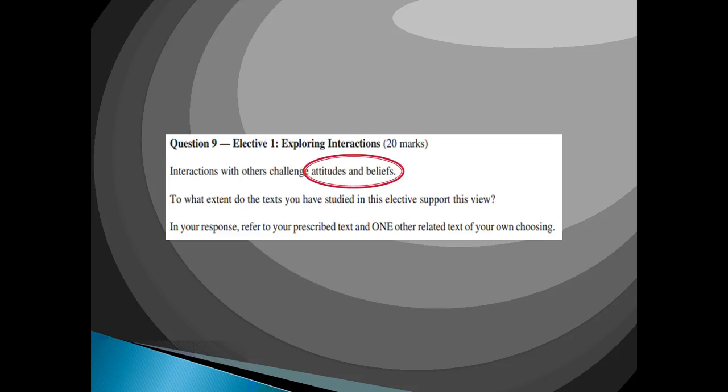The verb should be quite obvious because we've just gone through them, and it's to what extent. So you need to say, how much do interactions challenge these attitudes and beliefs? Leading us straight into the object of the essay, which is interactions with others. So you're looking entirely at how big an impact interactions with other people and other objects have in challenging our attitudes and beliefs.